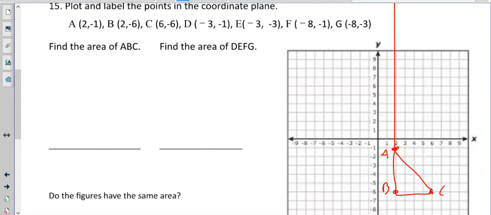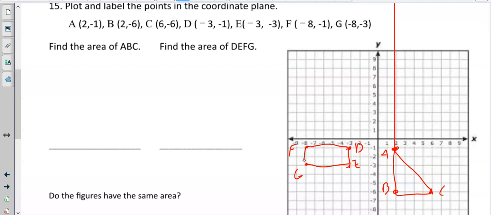Now, my D is negative 3, negative 1. So left 3, down 1. That's my D. My E is negative 3, negative 3, so left 3, down 3. That's my E. F is negative 8, negative 1, so left 8, down 1. And G finally is at 8 to the left and 3 down. There's my G. So I have this poorly drawn rectangle.